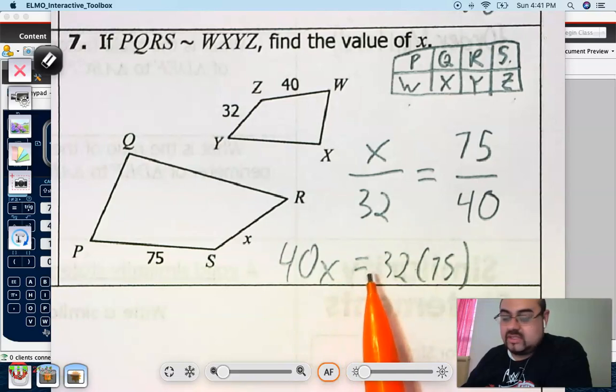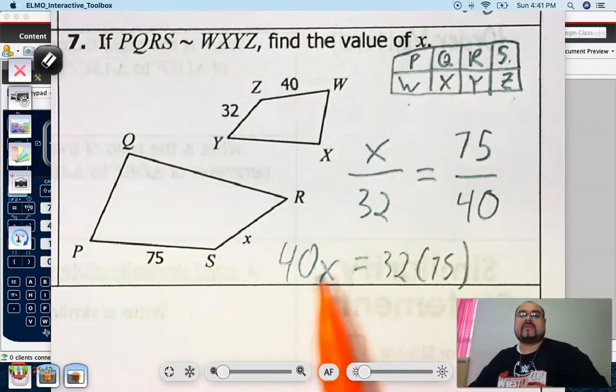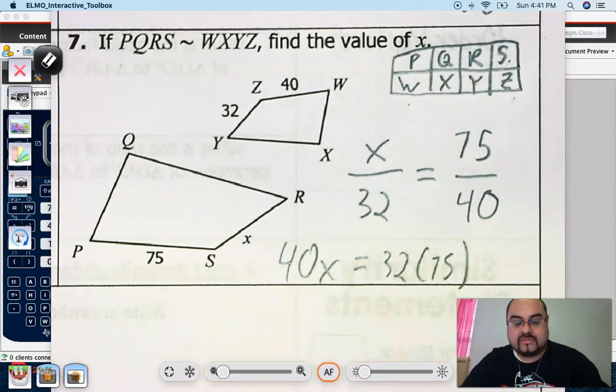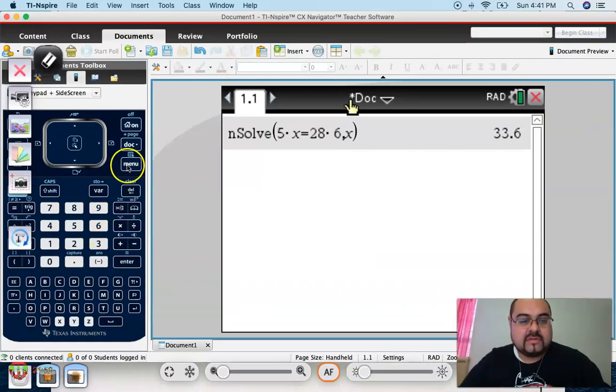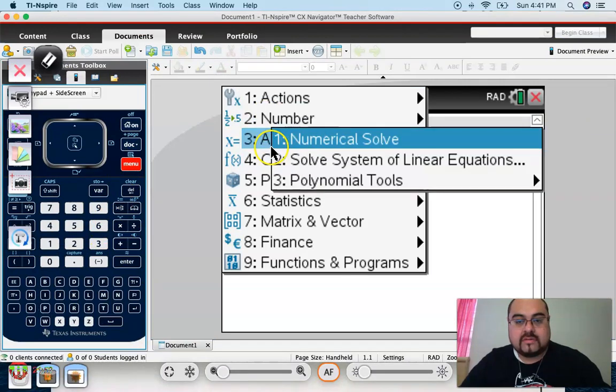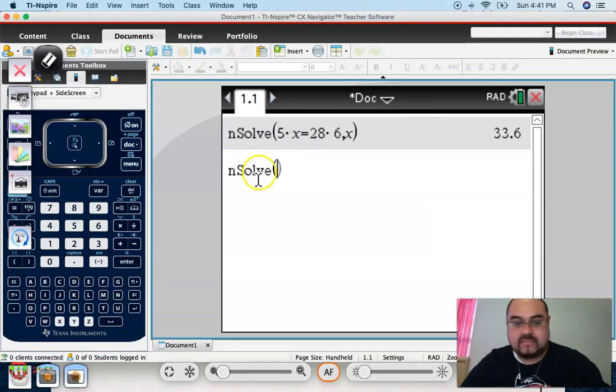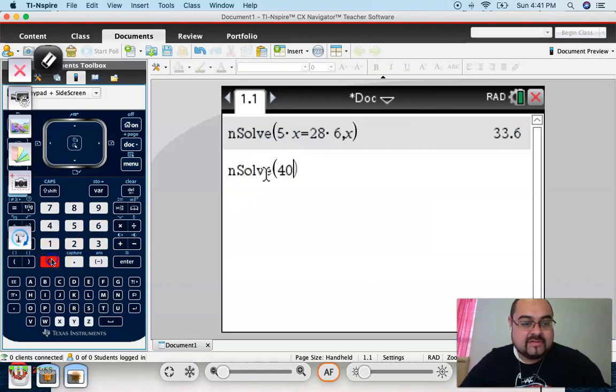If you need me to show you how to solve this by hand, please come to the video lecture so I can show that to you. Okay, so let's go ahead and put that into nsolve. Plug it in exactly the way you see it.